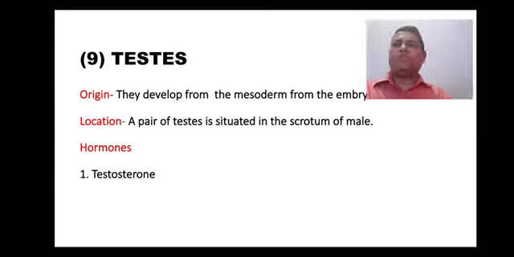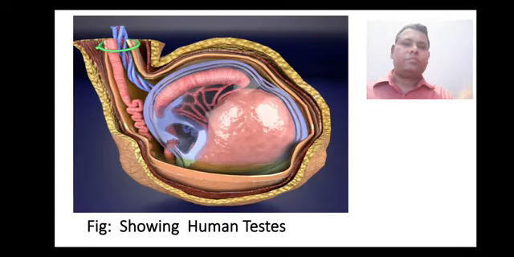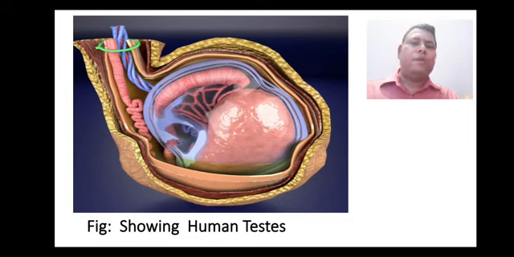Location: a pair of testes situated in the scrotum of the male. Hormones of the testes: testosterone. The testes secrete the various male sex hormones called androgens, and the principal androgen is testosterone. So you can see the diagram of the testes showing the human testes. This is the clear-cut structure of the testes.